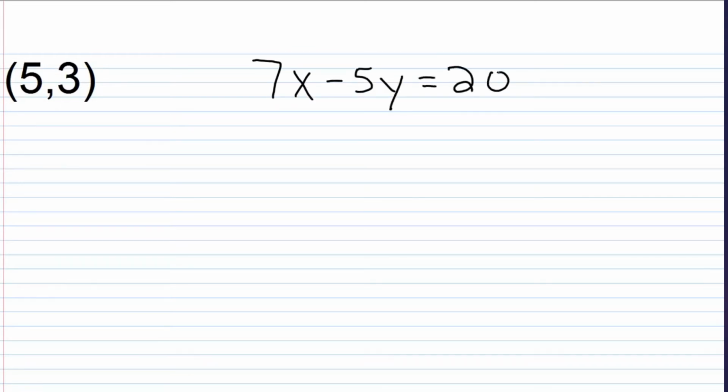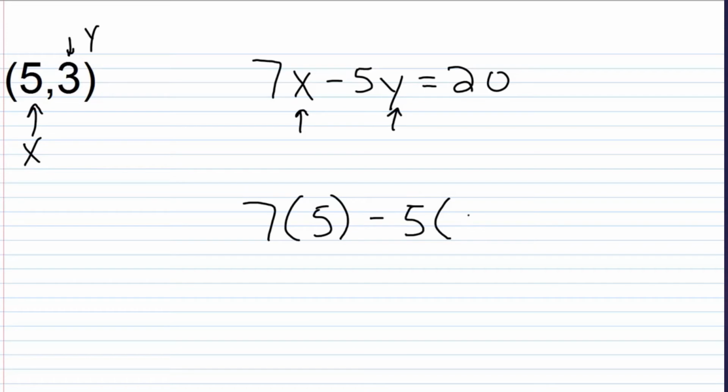So 7x minus 5y equals 20. And again, our ordered pair is 5, 3. So 5 is the x value. 3 is the y value. So I'm going to plug a 5 in here, and I'm going to plug a 3 in here. So 7 times 5 minus 5 times 3 equals 20.